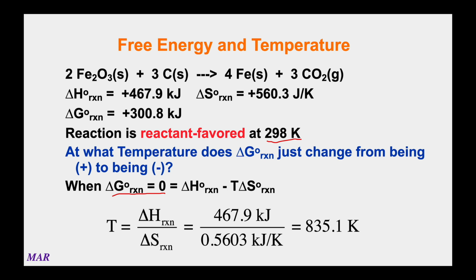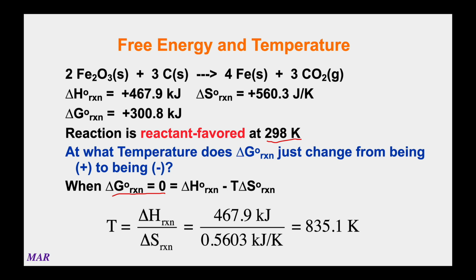And if delta G equals 0, and remember delta G equals delta H minus T delta S, well, if delta G is 0, then delta H equals T delta S. And temperature then equals delta H divided by delta S. You have to make sure you're using the same kind of units like before. So I turned 560.3 into 0.5603 to make the kilojoules cancel out. But because delta S is kilojoules per Kelvin, you end up with Kelvin. Lo and behold, 835.1 Kelvin.